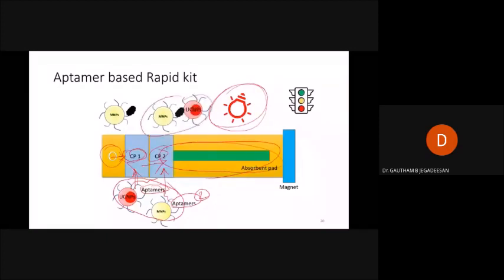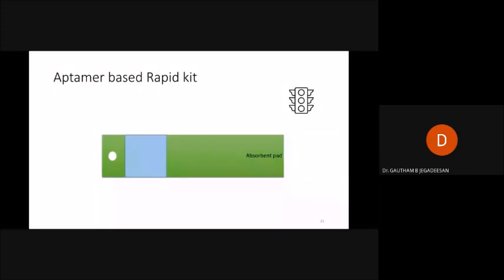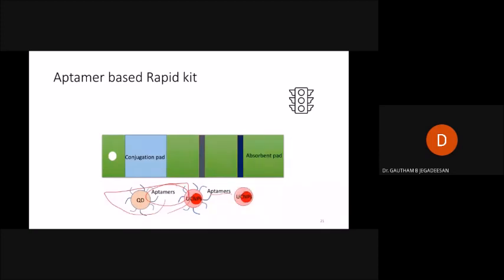Next, initially in the conjugation pad, we introduce aptamer-linked quantum dots, and then another line with the aptamer-introduced upconverting nanoparticle. Another line we make using a control upconverting nanoparticle. It is made on the absorbent pad. Now, when you introduce a sample, it gets absorbed on the pad, it crosses the conjugation pad and comes to these lines. And if you pass the NIR radiation, initially you need to wait.